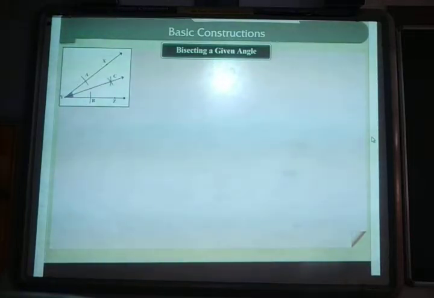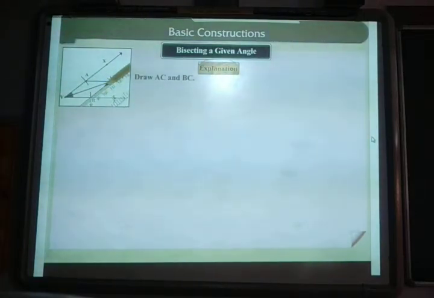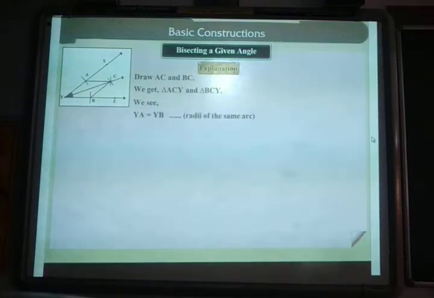Let us now see how this method gives us the required angle bisector. Draw AC and BC. We get two triangles, triangle ACY and triangle BCY. Comparing the elements of both these triangles, we see YA and YB are the radii of the same arc and hence equal. Similarly, AC and BC are equal. YC is a common side.